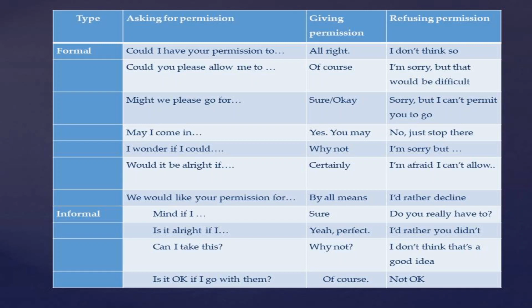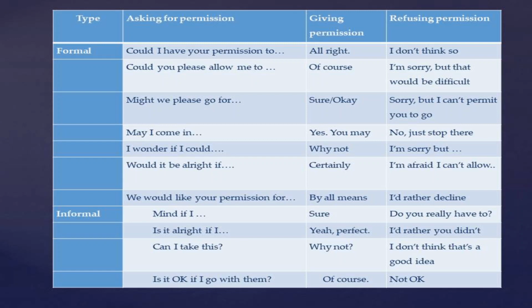How can you refuse a permission? I don't think so. I'm sorry, but that would be difficult. Sorry, but I can't permit you. No, just stop there. A very, very authoritative. I'm sorry, but I'm afraid I can't allow you to move out of the house. I would rather decline. Decline is to say no.